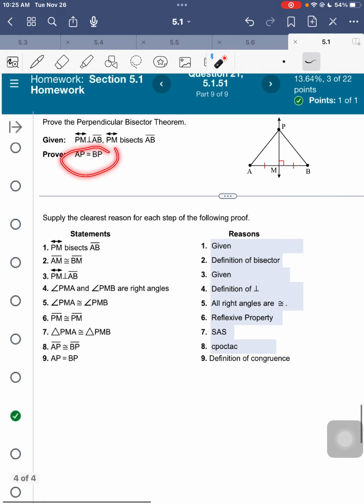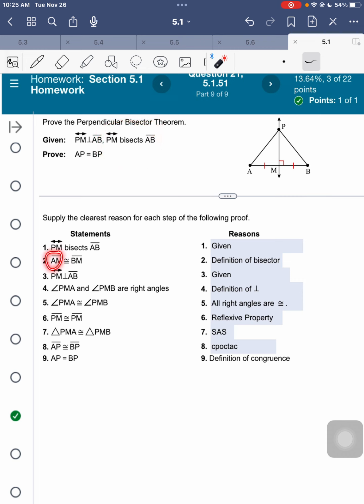Okay, so let's take a look at this first segment. We want to prove that AP is equal to BP. We already know that from what we know about a point on a perpendicular bisector, right? So we know this is true, but let's write it out step by step. The first statement is right here, given.